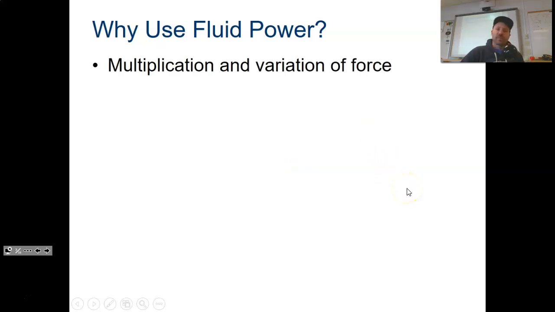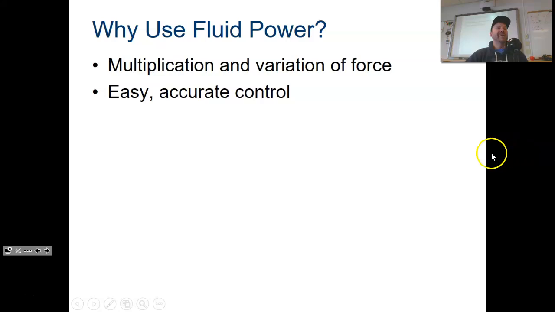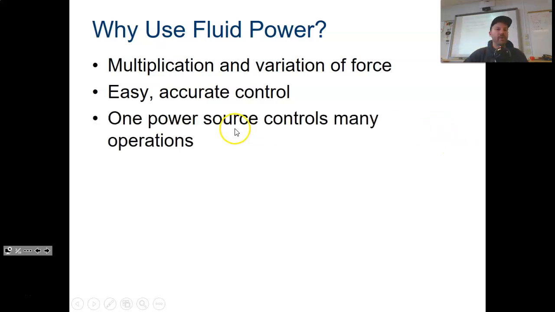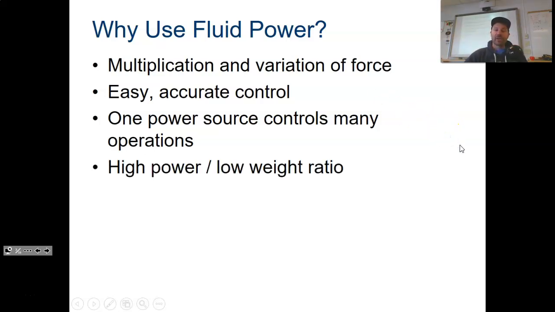Why would we use it in the first place? You can use it as a simple machine, so you can increase your force, or you can increase your distance, depending upon if you have a mechanical advantage bigger than or less than one. It's very easy and accurate control. Hydraulics are much more accurate than pneumatics, but pneumatics are much faster. With one power source, you can control many operations, so you just have to hook up to one compressor or one pump, and you can control all sorts of other things. There's a high power to weight ratio, so not a lot of weight to move things.